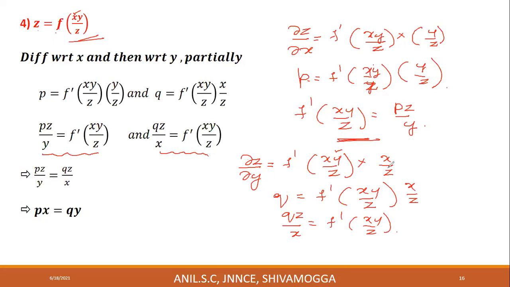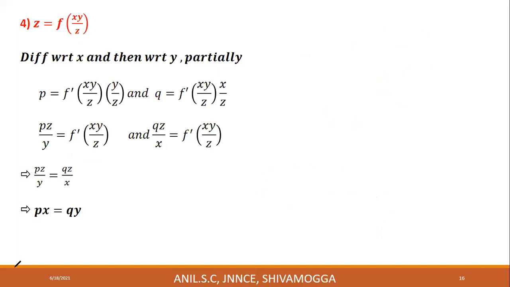Now compare these two equations. Right hand side of these two equations are one and the same, therefore we can equate left hand side. That means left hand side of first equation must be same as left hand side of the second equation. That is pz divided by y is equal to qz divided by x. Now cancel this z with this z. You get px is equal to qy.